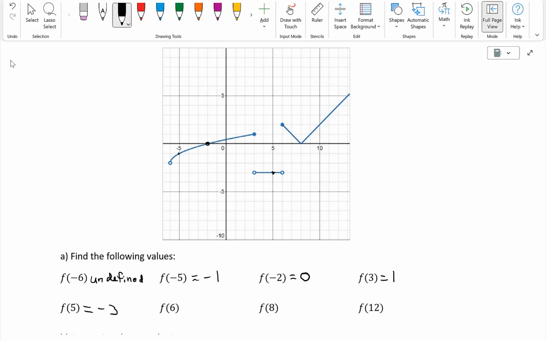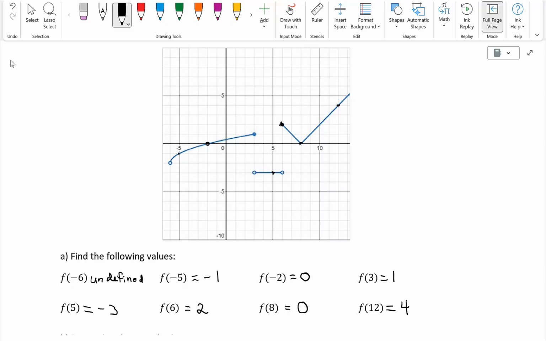For f of 6, we've got the other open and closed, our other jump discontinuity. So we've got the open circle at the bottom, so not defined there, but as soon as we hit 6, we jump up to this other piece of the graph. So we're at 6, 2. For f of 8, we've got our other x-intercept, so function value of 0. And f of 12, we're out along that absolute value piece. There's 10, 11, 12, and we're up to, it looks like, 4.